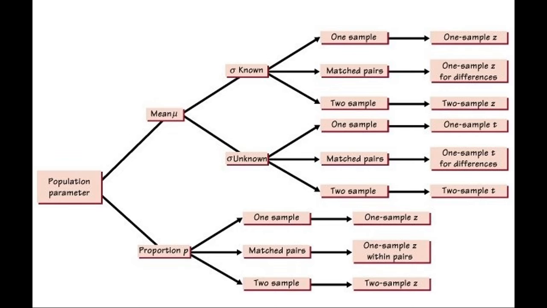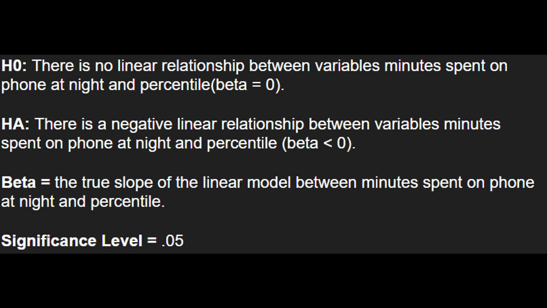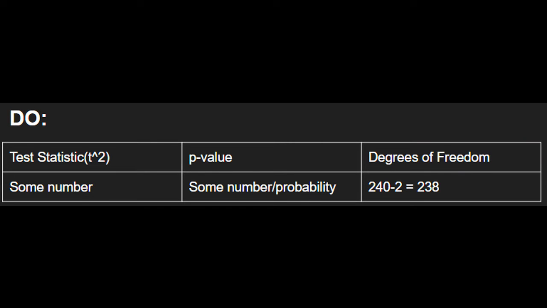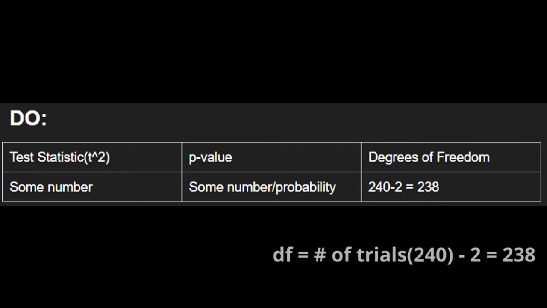Now for the inference procedure. We'll be performing a linear regression t-test, and so the null hypothesis will be that there is no linear relationship between the variables minutes spent on the phone the day before and percentile. So beta will equal 0, where beta is the true slope of the LSRL relating the two variables. And then the alternative will be that it's negative, because we're trying to see if there's a negative relationship between the two variables. Now for the do and the conclude part. So of course, when you do the experiment, you will get a p-value and a t-statistic, although unknown right now. And then the degrees of freedom is known to be 238 in this experiment.